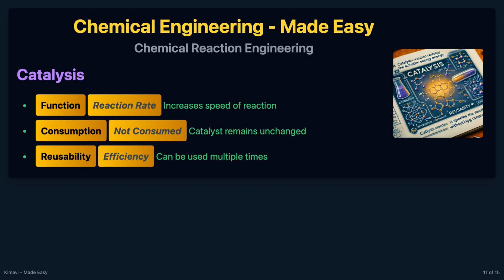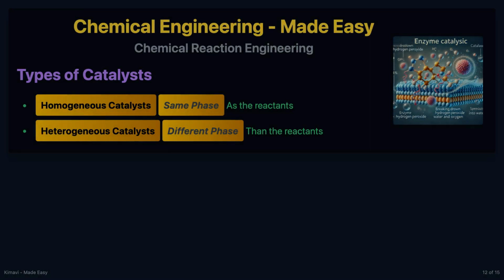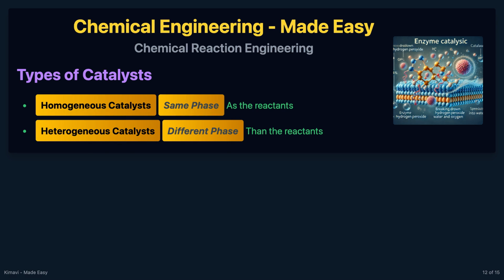Catalysis is the process of increasing the rate of a chemical reaction by adding a substance called a catalyst. Catalysts are not consumed in the reaction and can be used repeatedly. There are two main types of catalysts: homogeneous catalysts, which are in the same phase as the reactants, and heterogeneous catalysts, which are in a different phase than the reactants. For example, acid catalysts in liquid phase reactions are homogeneous, while solid catalysts in gas phase reactions are heterogeneous.